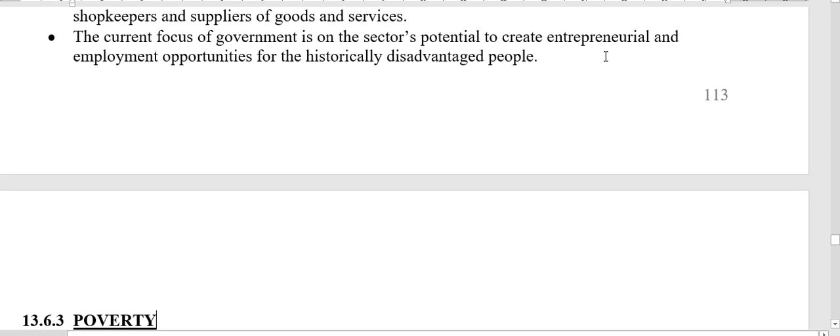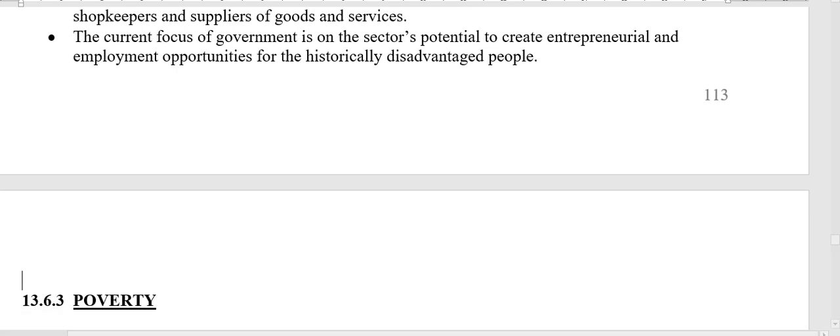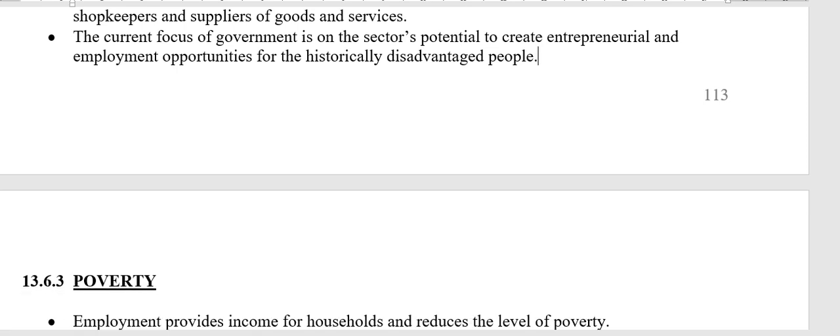focus on the potential of entrepreneurship. All right, because we have such a high level of unemployment in the country, we want to focus on supporting small entrepreneurs so that we can create jobs for historically disadvantaged people. And then marginalized people can get involved and reap the benefits of tourism as well.